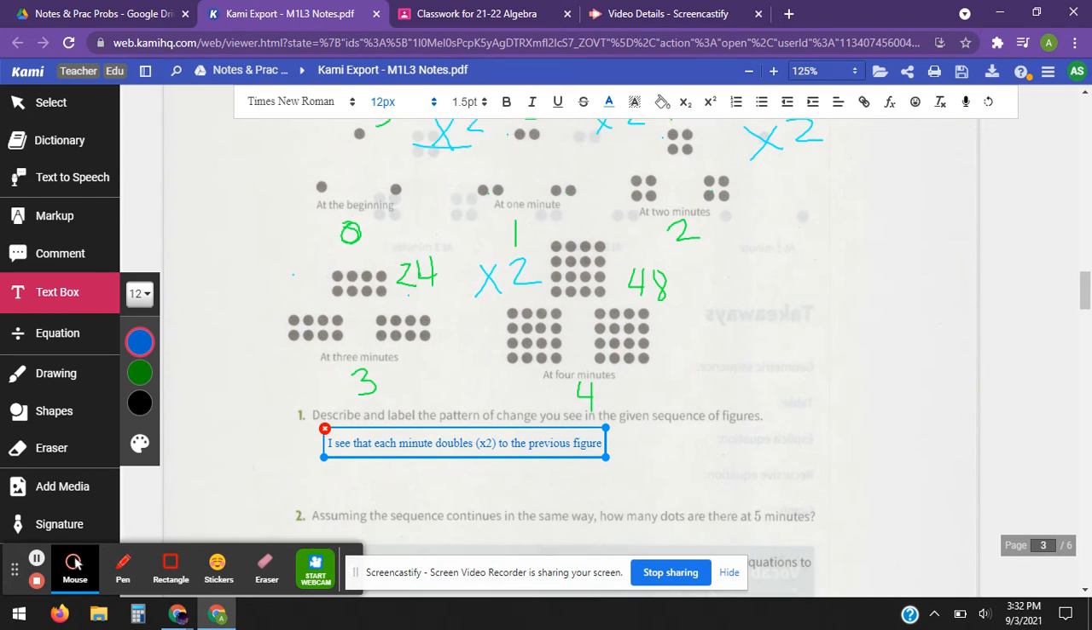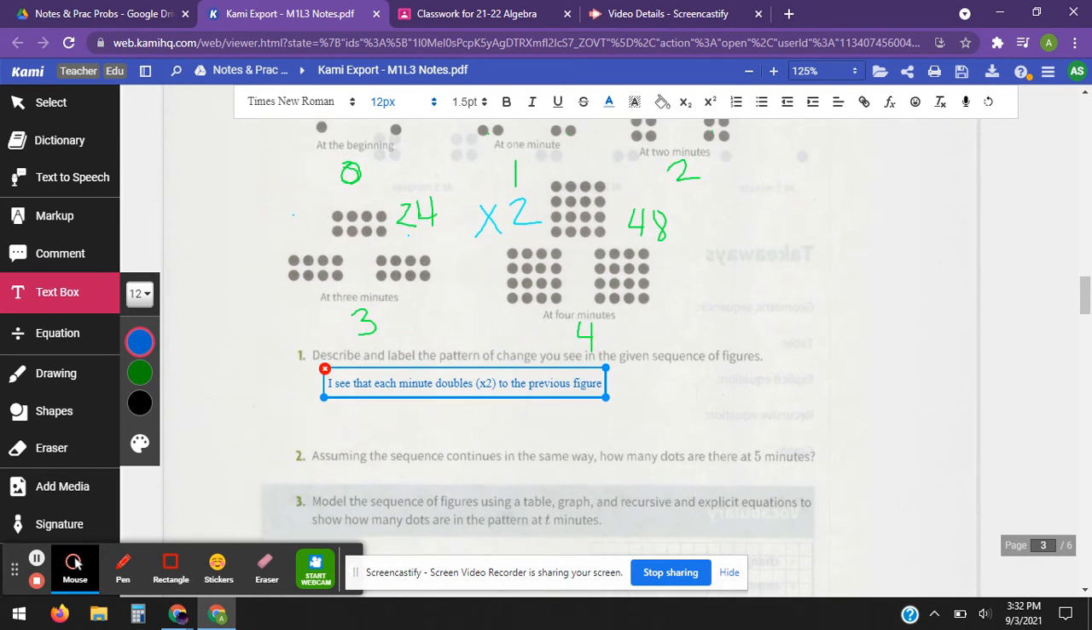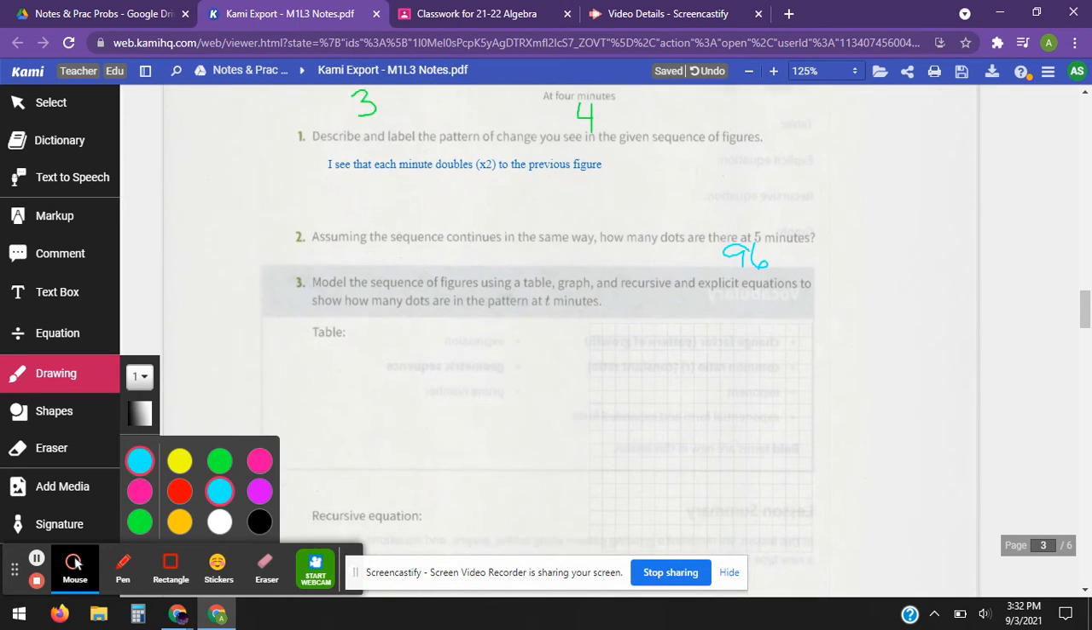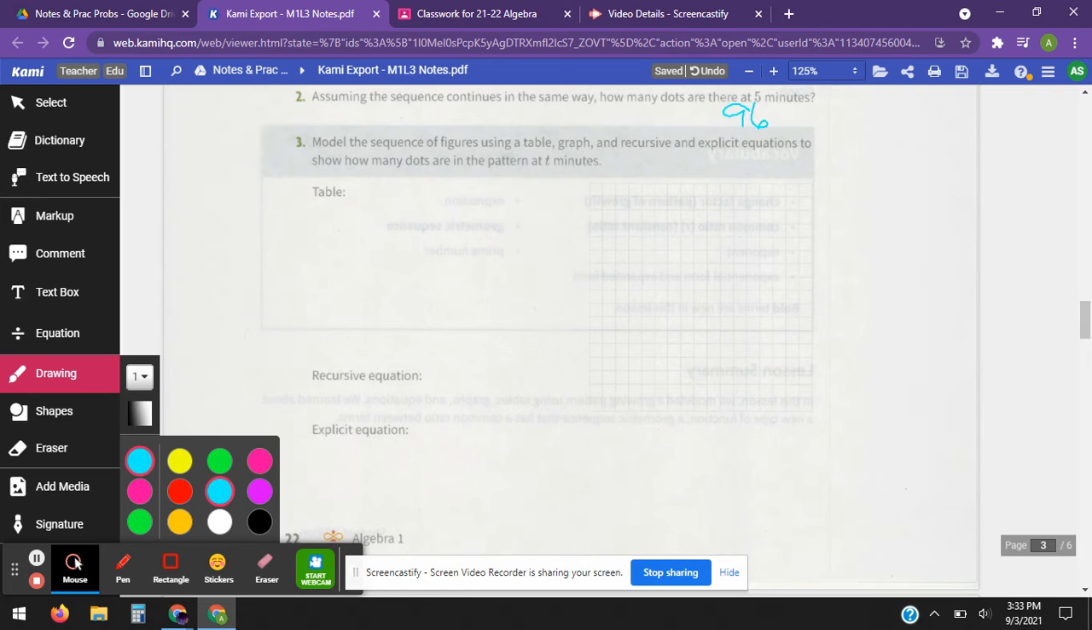Okay, so assuming the sequence continues, how many dots are there going to be at 5 minutes? Okay, well, 48 times 2 would be 96. So I should have 96 at 5 minutes. All right, so now we're going to model these. Let's see how we model them. I'm going to go ahead and do my table here. And we have minutes, and we have dots.